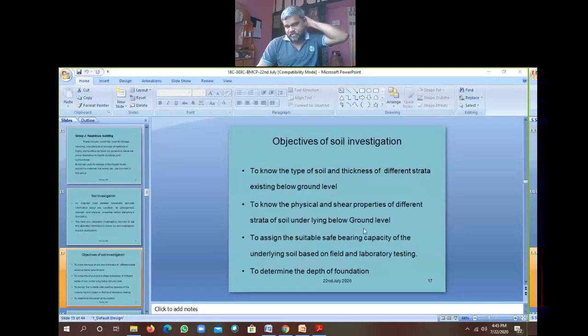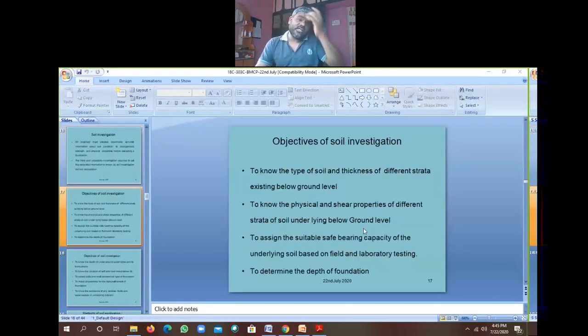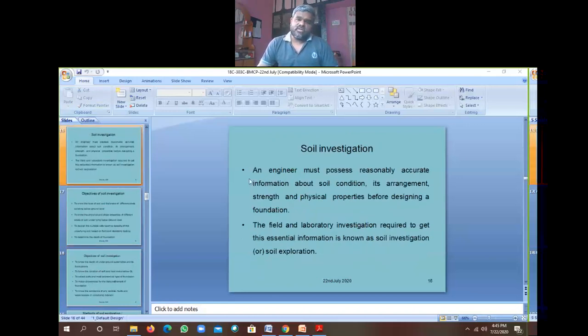Next topic is soil investigation. An engineer must possess reasonably accurate information about soil condition, its arrangement, strength, and physical properties before designing a foundation. The field and laboratory investigations required to get the essential information are also known as soil investigation. So we have to know the different properties of the soil before going to construction of a foundation.